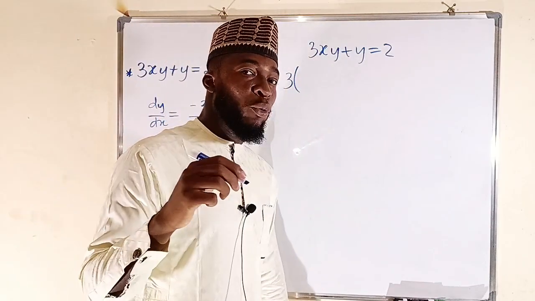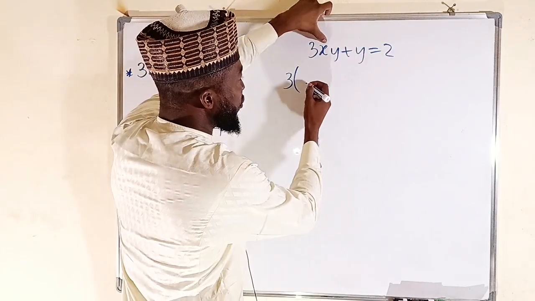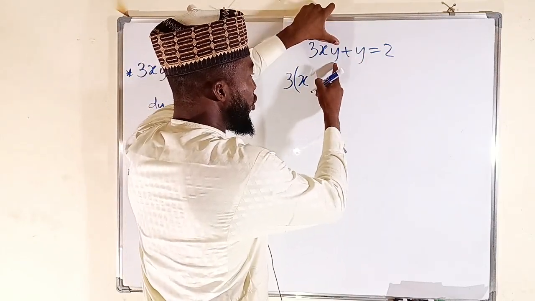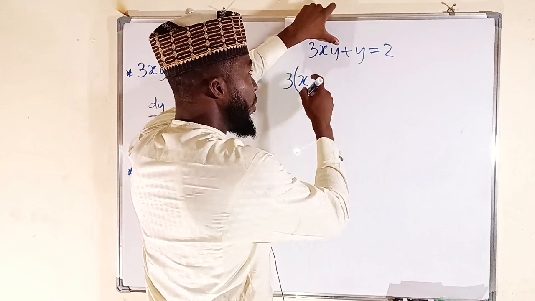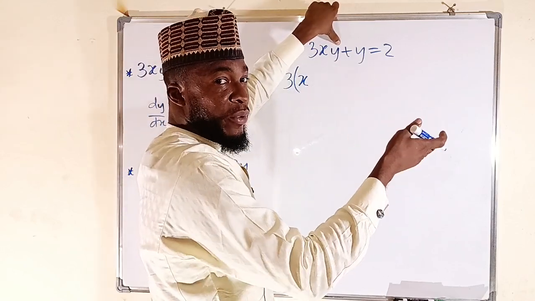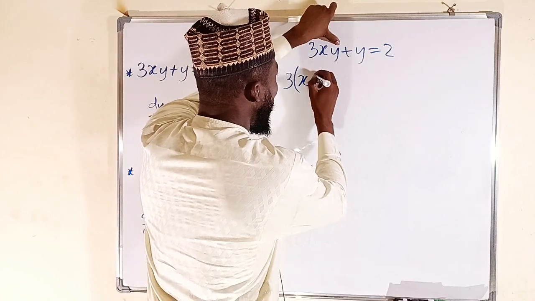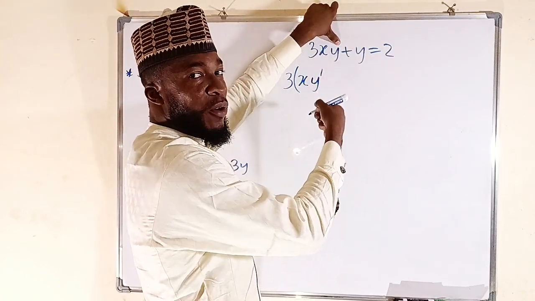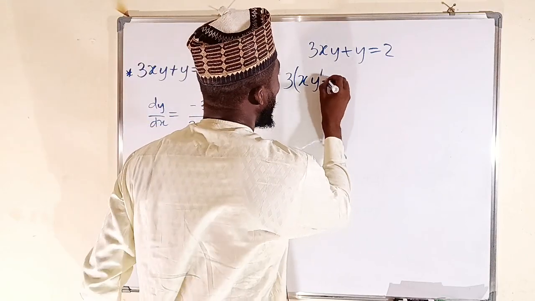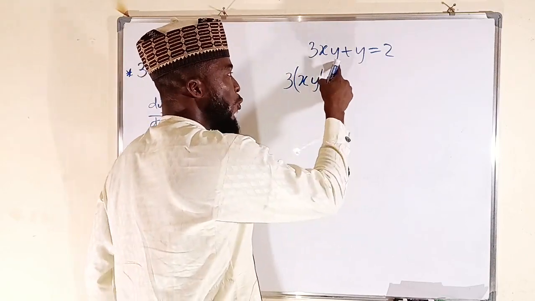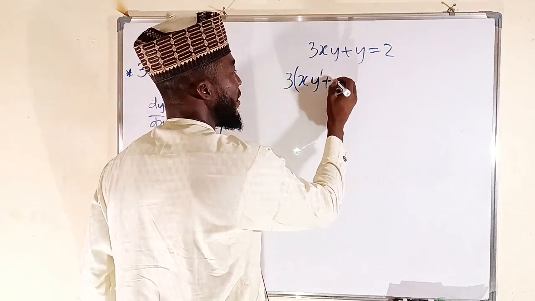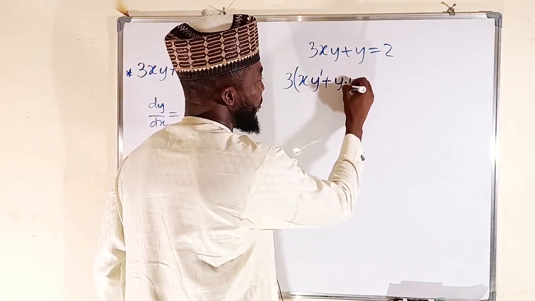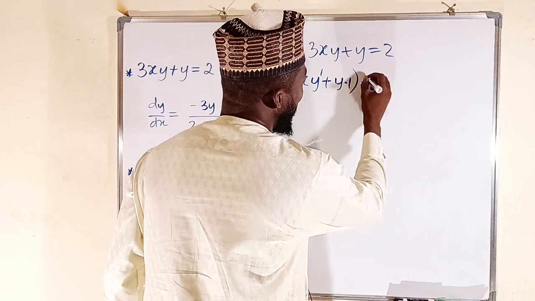Inside, we have to apply product rule. Let me keep x constant and differentiate y. X constant, the moment you differentiate y, you get 1. But because it is a dependent variable, you have to multiply by dy over dx. So let me just use y prime as short form of dy over dx. Then plus, this time around, you have to keep y constant and differentiate x. Y constant, the moment you differentiate x, you have 1 times 1. You close.